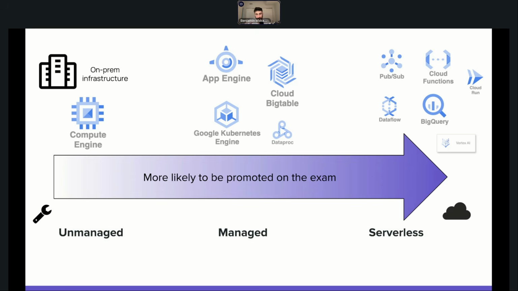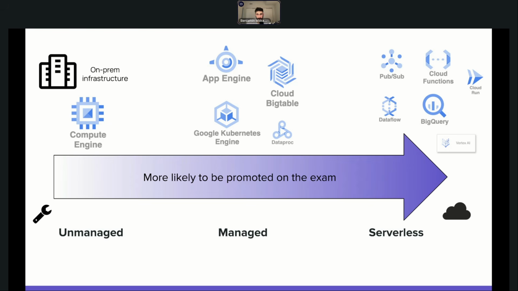And then in the middle, we have managed, not necessarily fully managed, but managed services. We've got App Engine. App Engine is debatable. It's in this middle ground. It depends on whether you're using App Engine Flexible or App Engine Standard, but I put it in this middle ground. We've got Bigtable. You do still have to configure some of the infrastructure with Bigtable. Dataproc, similarly, although there's Dataproc Serverless now, which can make it serverless. There's Kubernetes Engine. So that's in the middle category of managed, but not necessarily serverless.